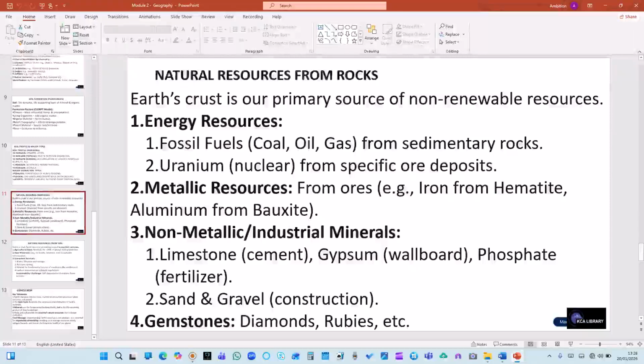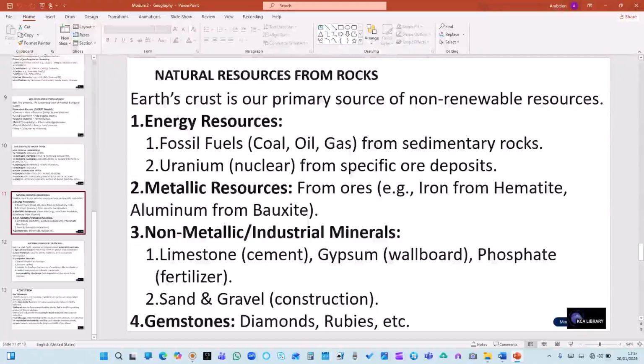Now let us look at natural resources from rock. Natural resources may be extracted from rock. That is, the earth's crust is our primary source of non-renewable resources. Number one is energy resources, like fossil fuels such as coal, oil, and gas from sedimentary rocks. We have uranium, that is nuclear, from specific ore deposits.